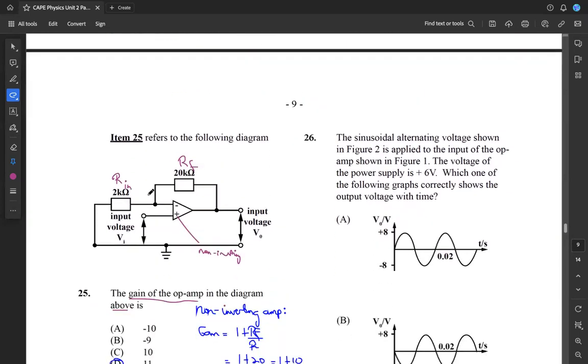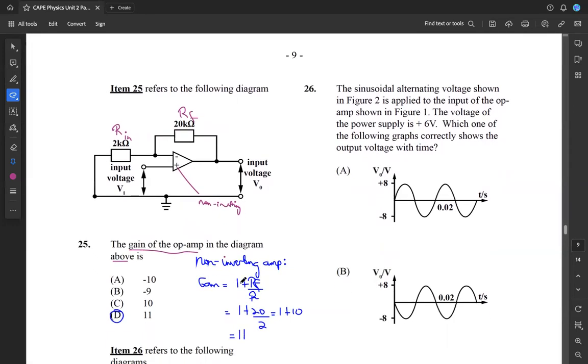And then down here, they're showing us a non-inverting amplifier and they're saying, okay, calculate the gain. So essentially we have to use the formula that we got in 24, that the gain is equal to 1 plus R feedback divided by R input. So we're going to do 1 plus 20 kilo ohm divided by 2 kilo ohm, and we get 1 plus 10, so that's 11. And so our answer here is 25, okay?